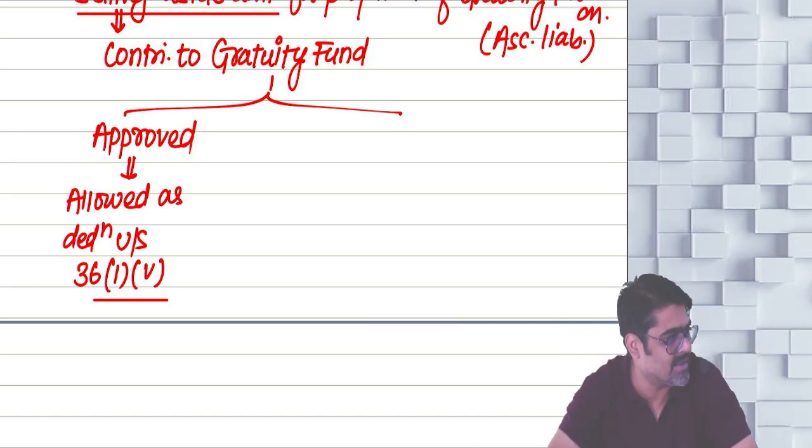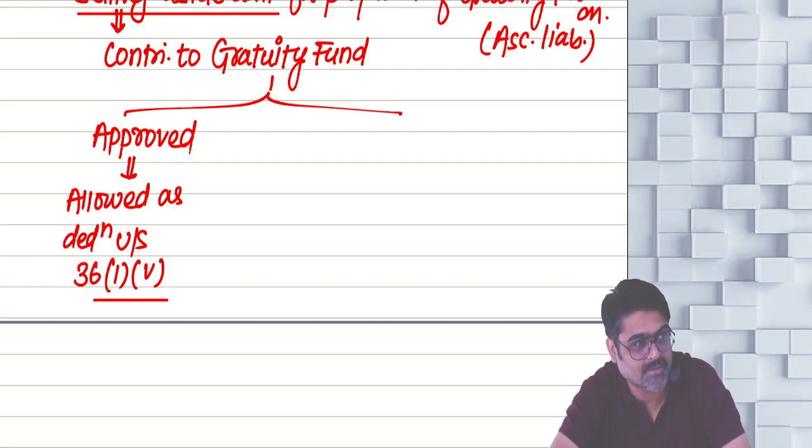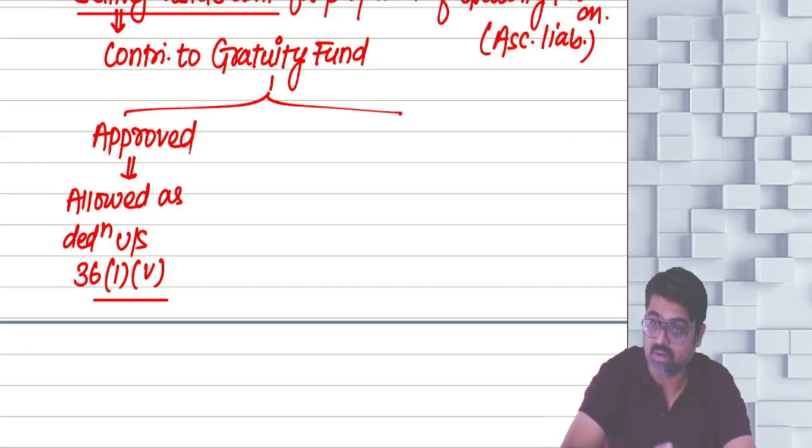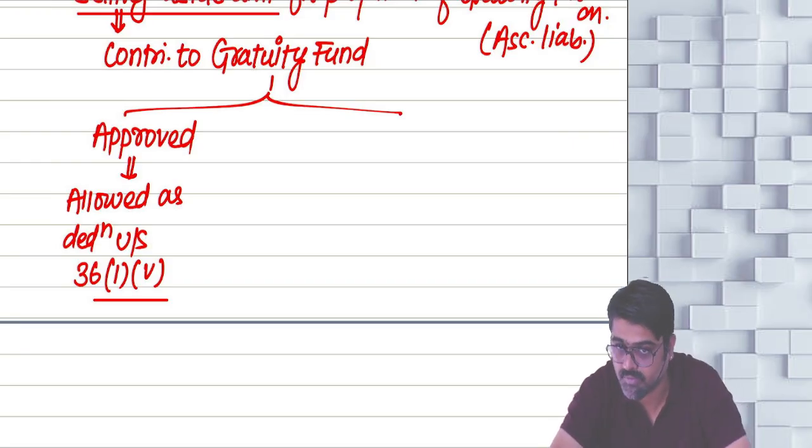A specific section is there, 36 subsection 1 clause 5, but subject to 43B. If you remember this, for this, the contribution should be made in this year, or the contribution should be made on or before the due date of filing ROI of this year. Then whatever contribution you are making to this approved gratuity fund will be allowed as a deduction.